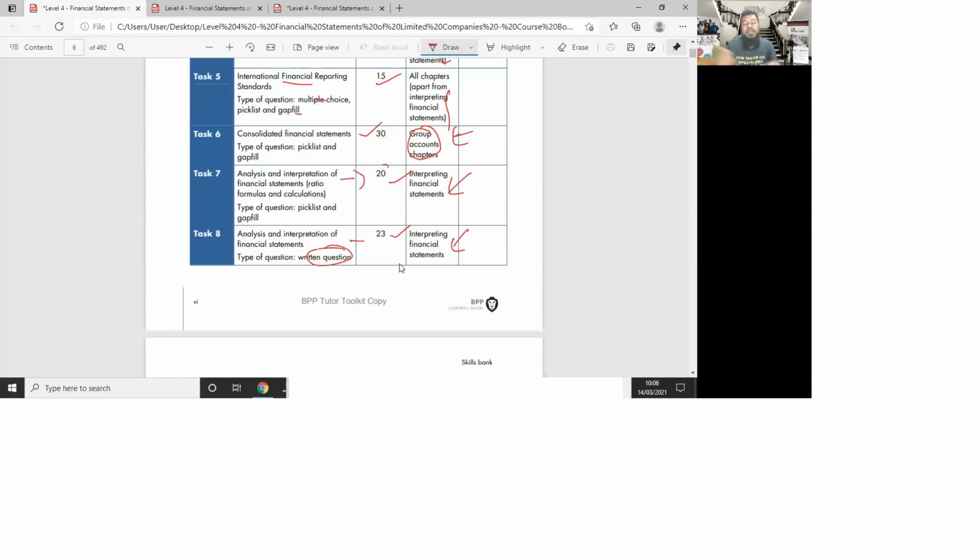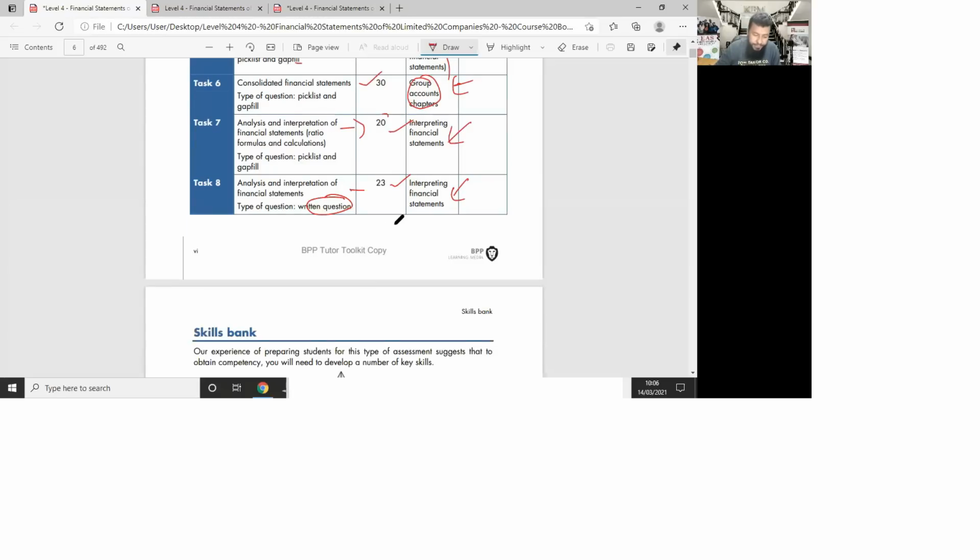Task number 7 is about calculation. Task number 8 is about writing. Either what you have calculated, or they might give you a new scenario. Based on the scenario, you need to tell whether your business is doing good or bad, or make any other comparison of businesses. So these are the things we're going to do. 8 tasks we're going to do today.